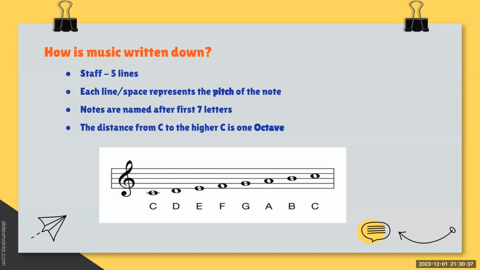And the notes are named after the first 7 letters of the alphabet, so A, B, C, D, E, F, G. And for a typical scale, you would start from C, and then when you get to G, you go back to A, and then A, B, C. So that would be all the notes in the scale. And then the distance from C to the next C is called 1 octave.